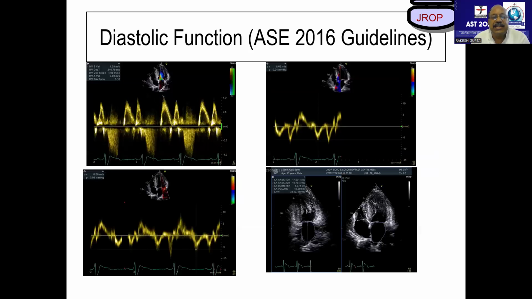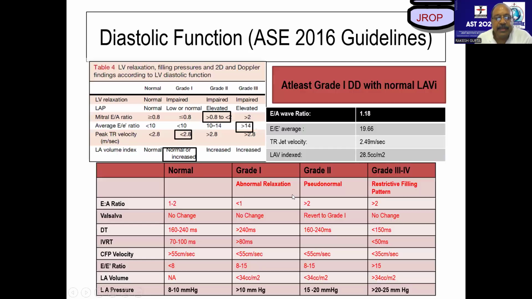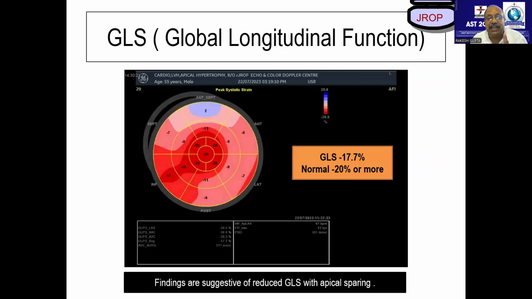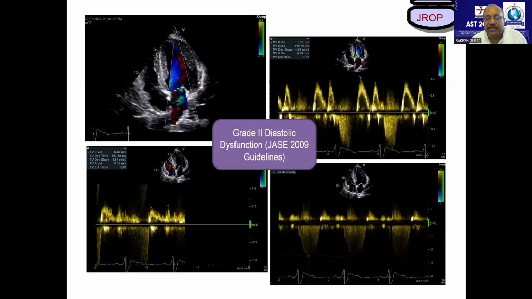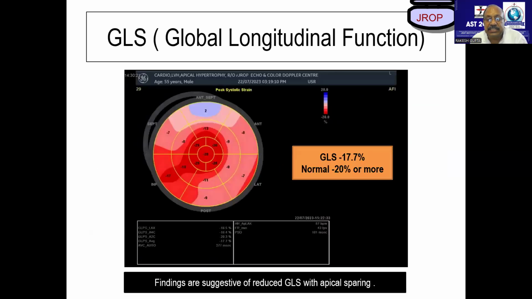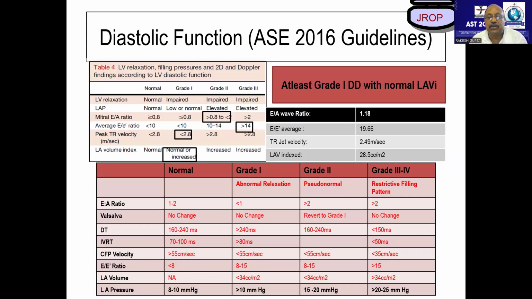We did the 2016 guidelines evaluation now. We look at E/A ratio, E prime septal, E prime lateral, and LA volume index. LA volume index is 26. Now, based on this classification, is it grade 1 diastolic dysfunction with normal LA volume index? Now look at the same patient with the 2009 classification, grade 2 diastolic dysfunction. With the 2016 guidelines, our classification belongs to grade 1 with normal volume index. So what is my LA filling pressure? It is 10 only, not elevated.